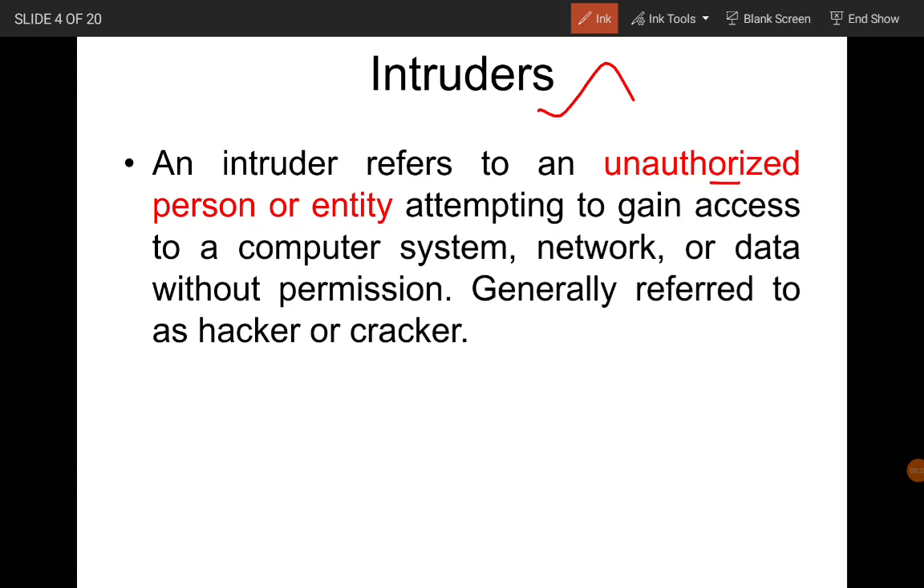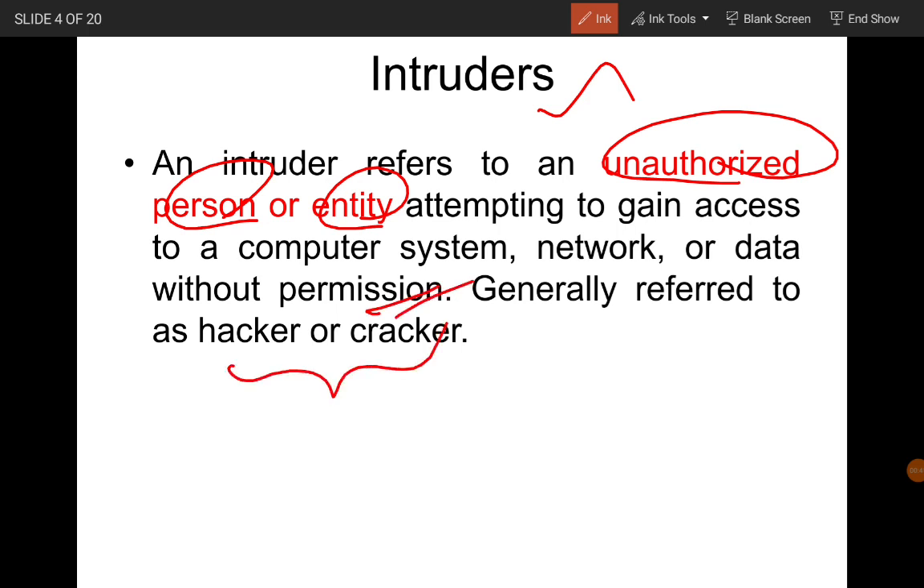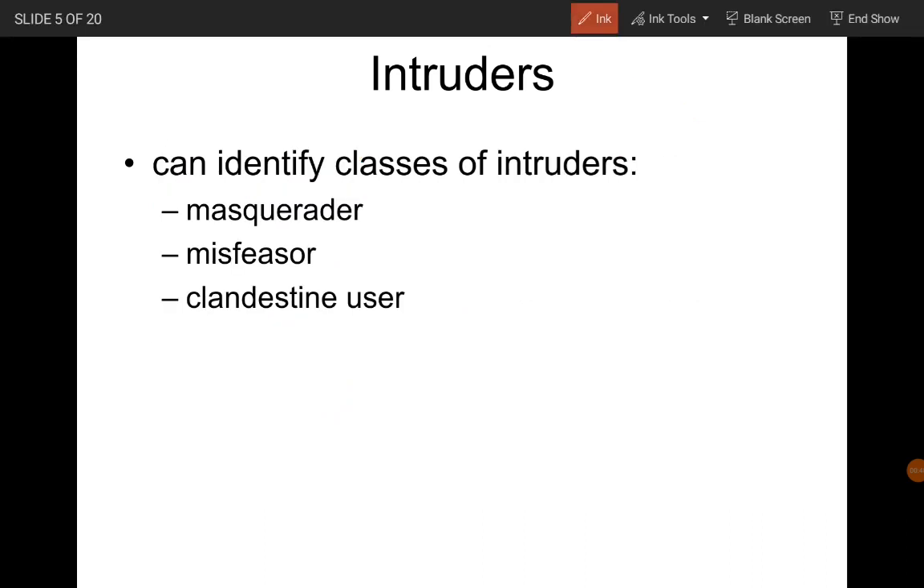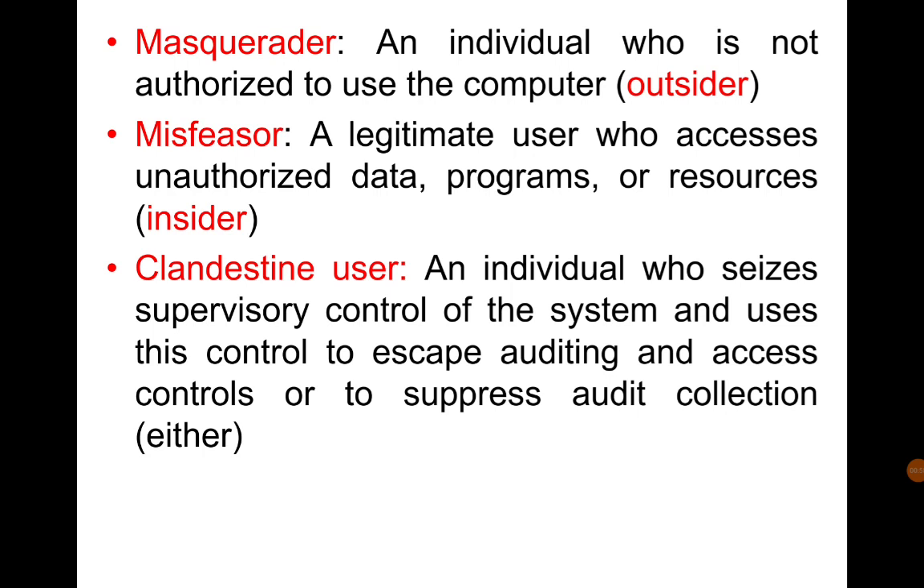An intruder is an unauthorized person or unauthorized entity. He accesses the system without having proper permission, or he is accessing the network, or he is accessing the data without permission. So usually he or she is referred to as a hacker or a cracker. We can classify the intruders into three types: masquerader, misfeasor, and clandestine user.